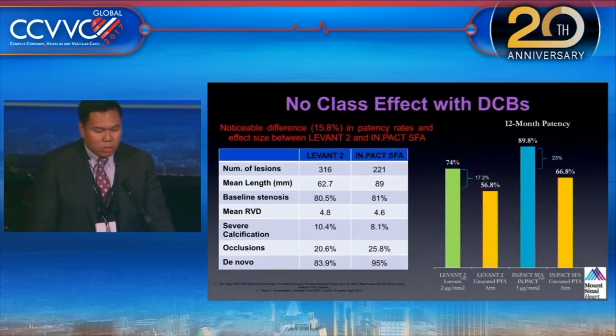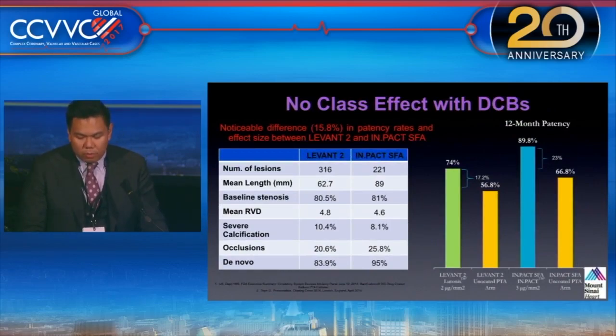As Dr. Kapoor mentioned earlier, there's no class effect with drug-coated balloons. This is some of the 12-month data for both Lutonix and Impact. Lutonix had a 74% patency rate, and Impact was almost 90% patency rate after 1 year, both of which are significantly better than PTA alone, which is about 60%. And the beautiful thing is we're not leaving any metal in the body.